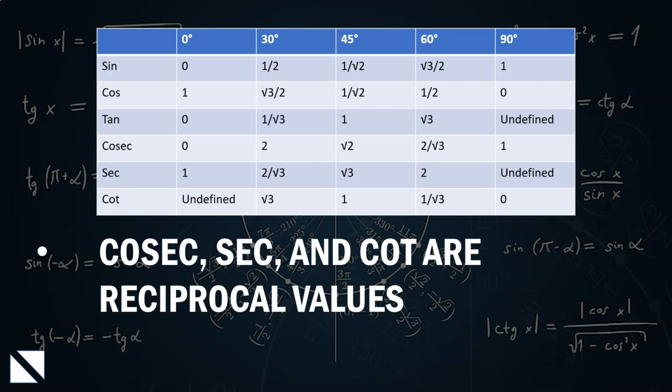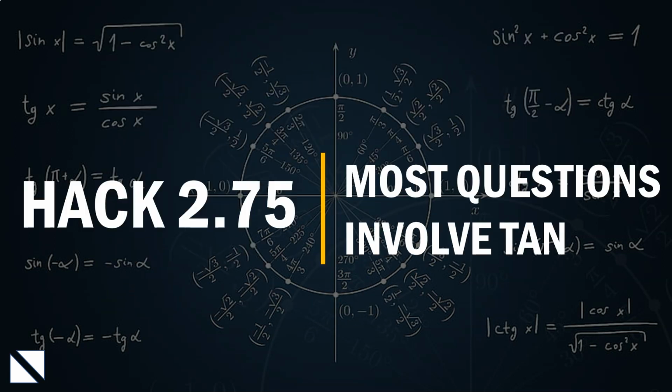And lastly, cosecant, secant, and cotangent are all reciprocal values of sine, cos, and tan respectively. So cosecant is the reciprocal value of sine. Since sine 0 is 0, then cosecant 0 is also 0. And sine 30 is 1 over 2, so cosecant is 2, or 2 over 1. Secant is the reciprocal value of cos, and cotangent is the reciprocal value of tan.